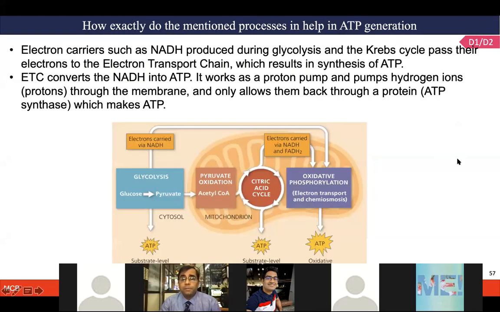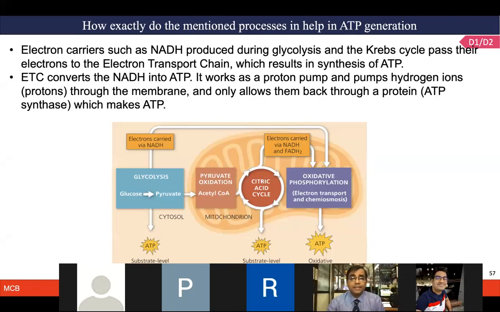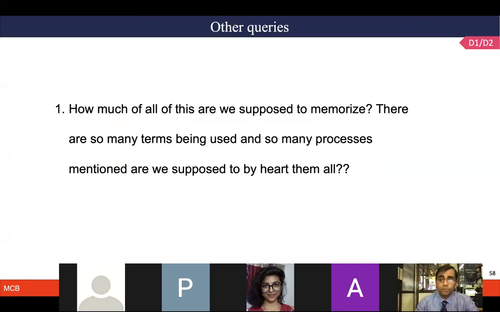How exactly do the mentioned processes help in ATP generation? We talked about glycolysis, pyruvate oxidation to form acetyl-CoA, the citric acid cycle, and oxidative phosphorylation. The electron transport chain, which synthesizes ATP, works by converting NADH as well as FADH2 into ATP through this process of ATP synthesis. Again, I will probably refresh some of these concepts shortly in my slides.